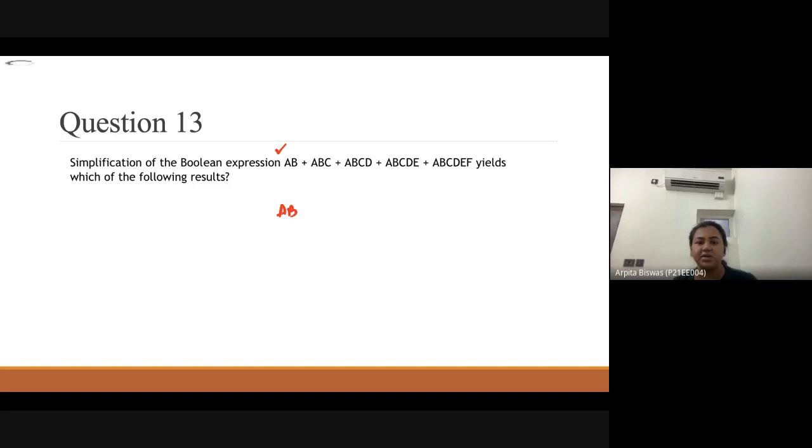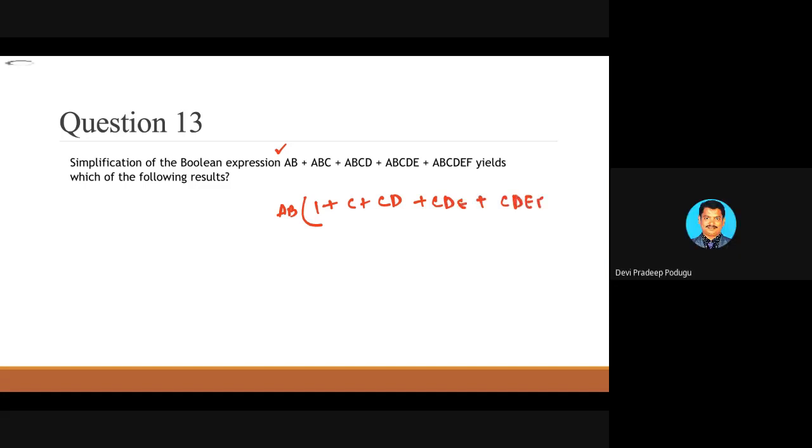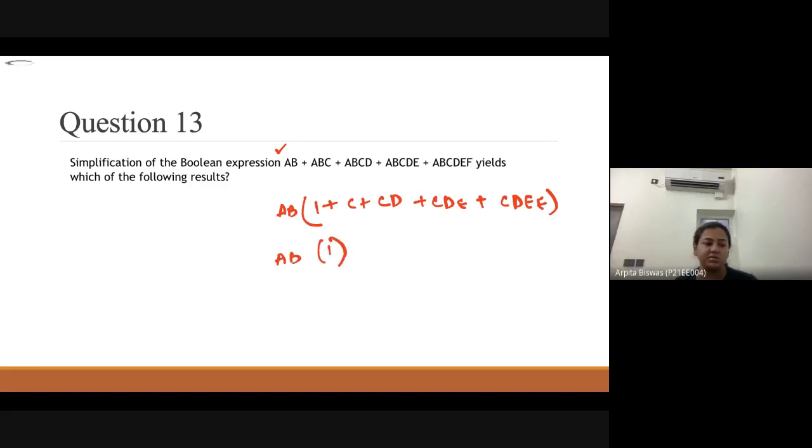So just take common AB. So 1 plus C plus CD plus CDE, then a two input AND gate is required. So enough, AB. So this is 1. Okay. So it is A into B.